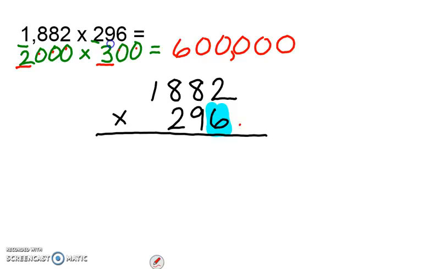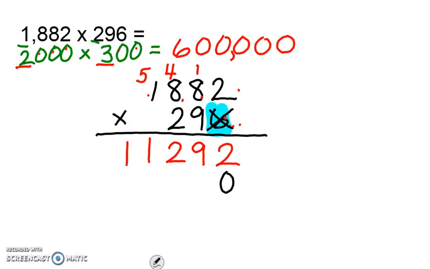Again, I'm going to start with just my ones digit. 6 times 2 gives me 12. 6 times 8 gives me 48, plus 1 more is 49. 6 times 8 is 48, plus 4 more is 52. And 6 times 1 is 6, plus 5 more is 11. I'm finished with my ones digit, so I'm going to put a placeholder to hold that value.